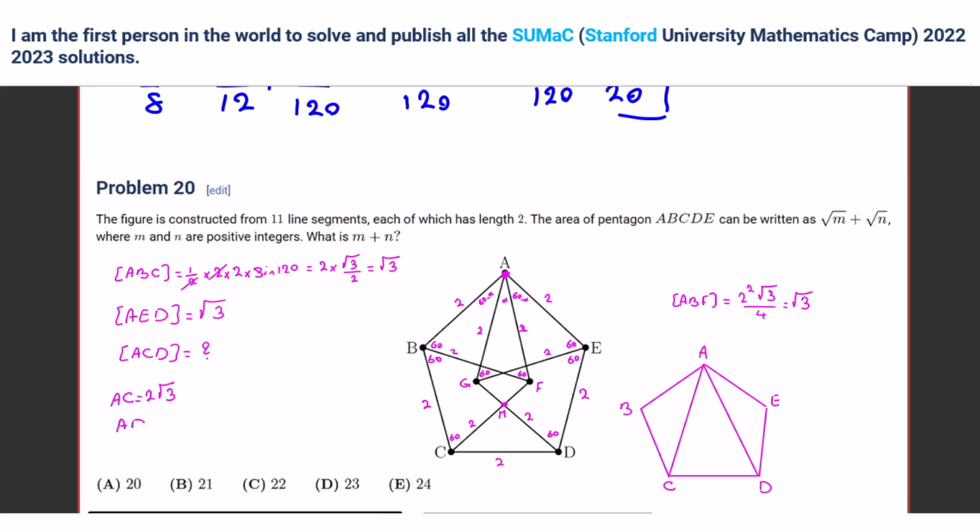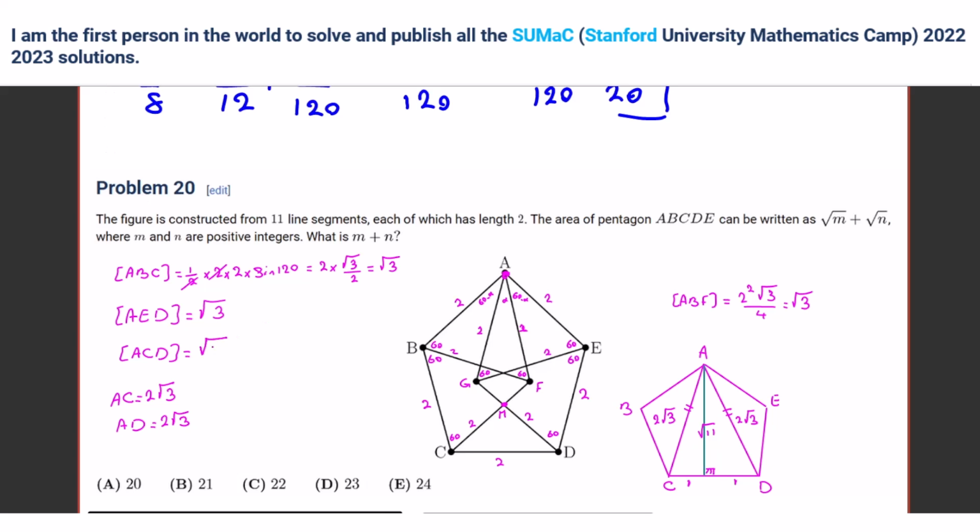What about AD? It's also 2 root 3 because it's isosceles. Then what? And then CD is 2, so the altitude of the triangle ACD is root 11 from Pythagoras. This is 1, 2 root 3, so 12 minus 1, this one is root 11. So what's the area equal to? It's just root 11. Exactly.